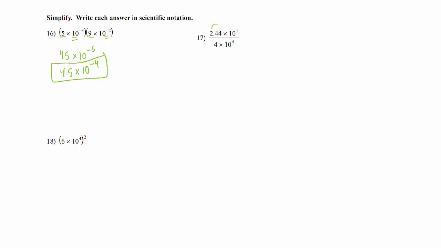On 17, our shortcut is to divide these numbers and then subtract these exponents. That may require us to come over here to the side and do some division. This is 6 times, and 4 left over, or well, we bring down the 4 and then it goes in once and no remainder. So the first part of this is 0.61. We're going to subtract our exponents. 1 minus 4 is negative 3.